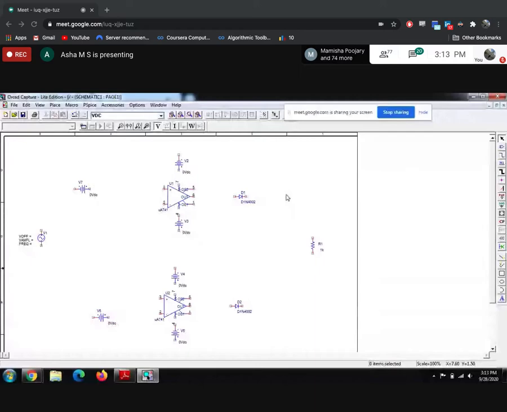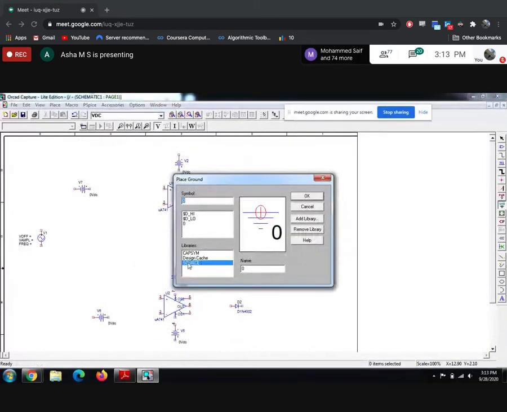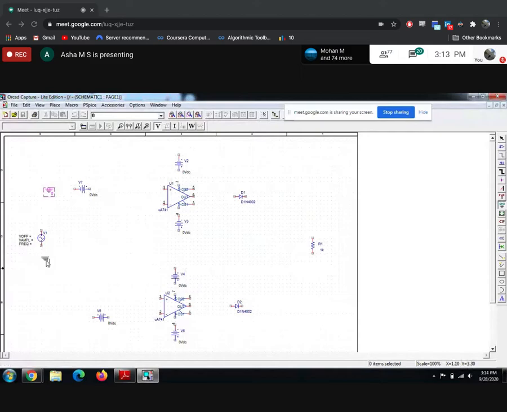Then what else is required? Grounding is required. I will take the grounding by myself. How many grounds are required? Here 1, 2, 3, 4, 5, 6, 7 grounds are required. So select source, and in that select 0. Click on OK. So 1, 2, 3, 4, 5, 6, 7. 7 grounds are required.